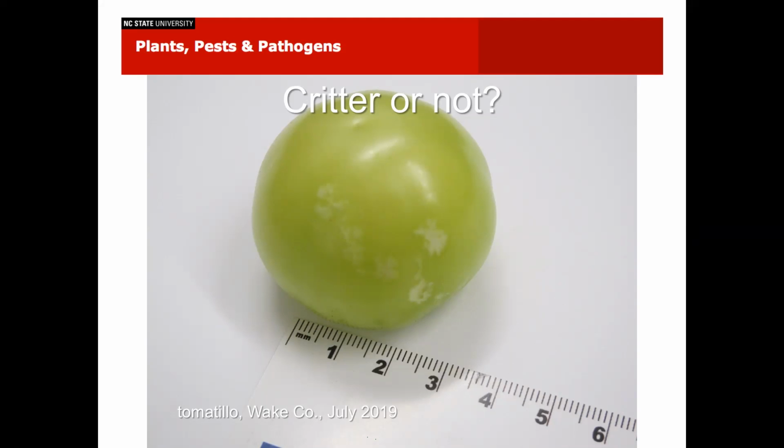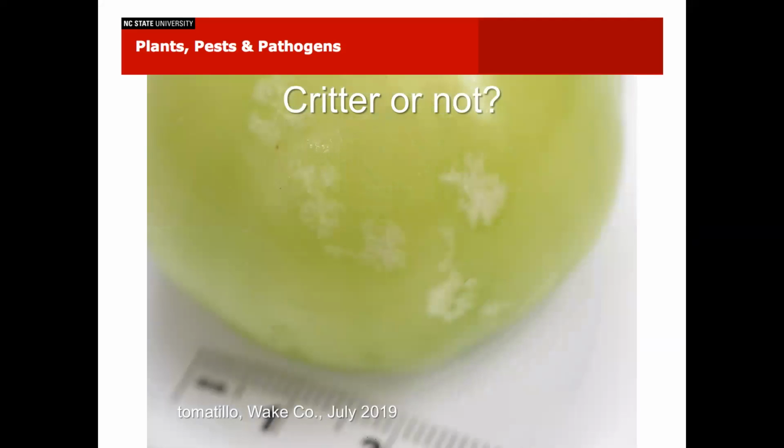And on this particular fruit, see it's fairly small. That's a centimeter ruler there below. There were these sort of white areas. We can go up a little closer. They have a fairly irregular appearance, a little bit of a star-like border to them, not a real smooth border. And so the question is, is this from a critter or not?